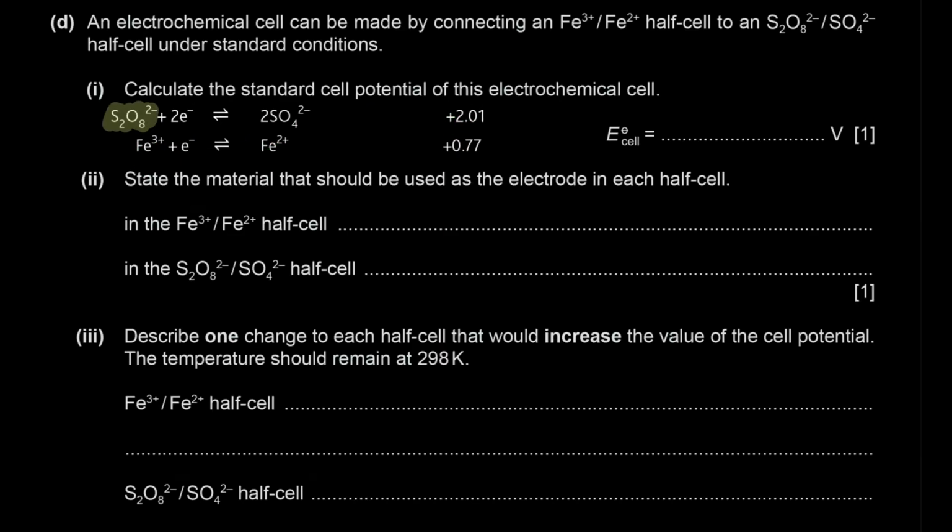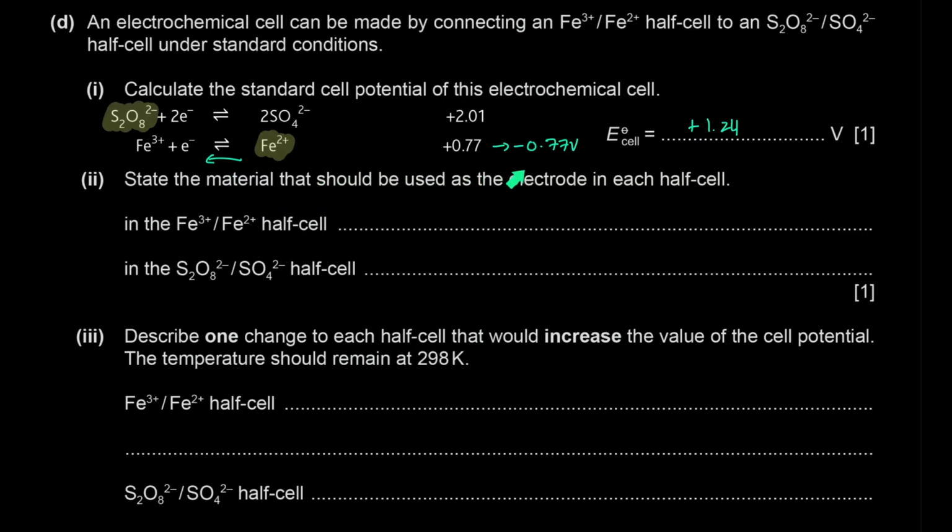Instead, iron 2 will be oxidized. So here the reverse reaction will take place that will have a potential of negative 0.77 volts. So here the forward reaction will take place for S2O8 2-, which will undergo reduction, whereas iron 2 will undergo oxidation. And the overall EMF for this cell will be plus 2.01 minus 0.77, so that will be 1.24 volts.